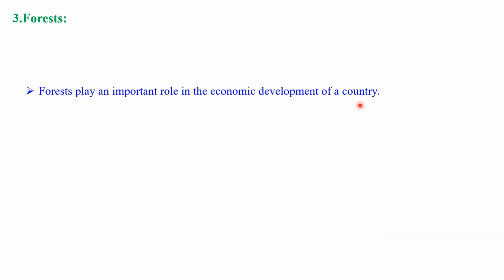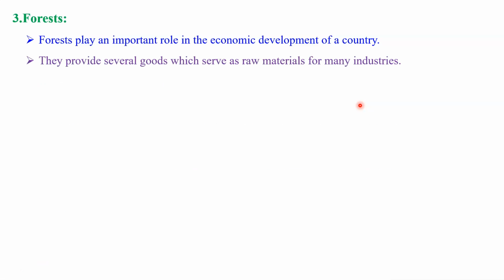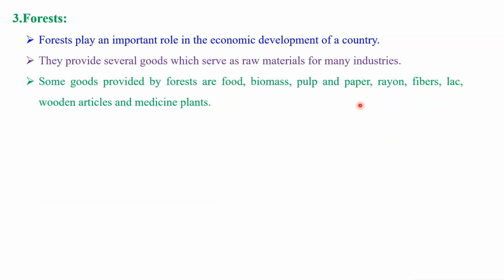Let us see the third topic, that is the forest. Yes, dear students, forests provide a large number of raw materials like paper, furniture, rayon, timber, fuel, medicine, spices, and fermenting materials. Therefore, forests play an important role in economic development. They provide several goods which serve as raw material for industry. Let us repeat: some goods produced by forests are food, biomass, fuel, paper, rayon, fibers, logs, wooden articles, and medicinal plants, among many other things. Therefore, forests are very useful in the industrial development of that particular region.